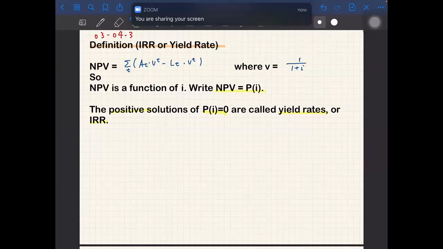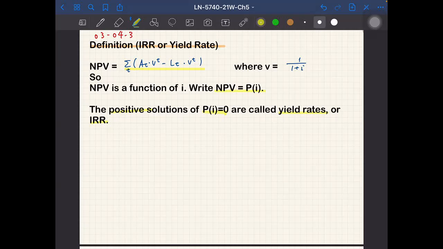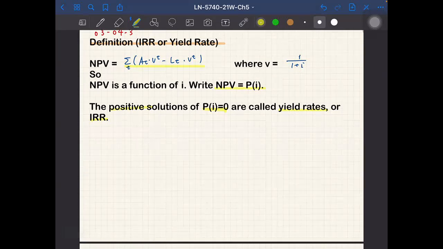Hi, we continue the section 5A and 5B, and we discuss how to use the BA II Plus to calculate the internal rate of return and the net present value. So remember that the net present value is defined by just the present value of all cash flow. A_t is cash inflow and L_t is the cash outflow. A stands for the asset and L stands for liability. And v is equal to 1/(1+i). So basically NPV is a function of i.